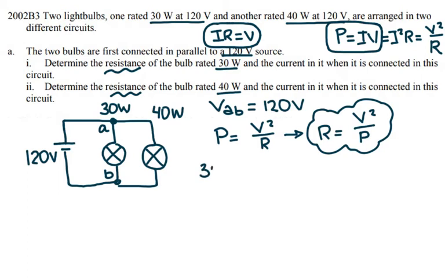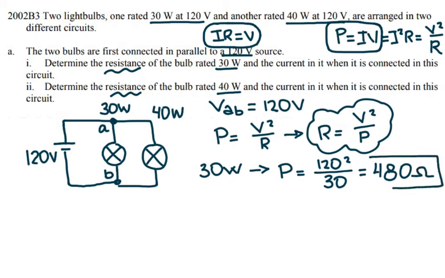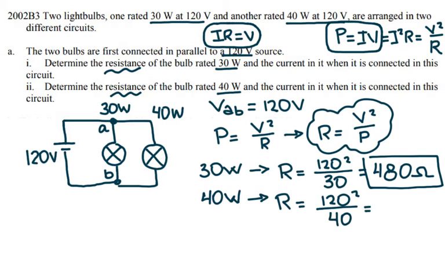the 30 watt bulb, the resistance is equal to 120 squared over 30, and that is equal to 480 ohms. And then for the 40 watt bulb or resistor, the resistance is equal to the voltage squared, which is 120 squared, divided by the power, which is 40, and that will give me 360 ohms.